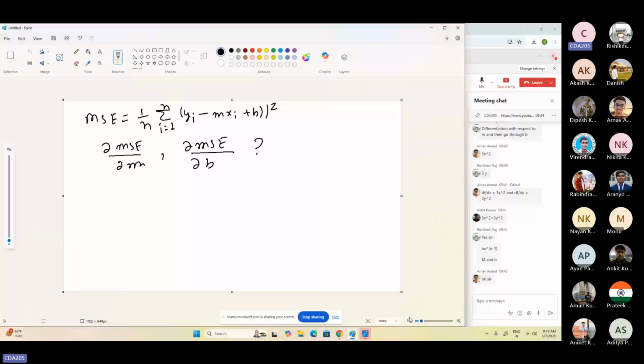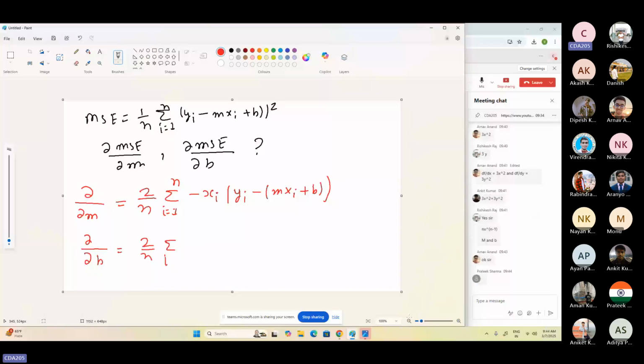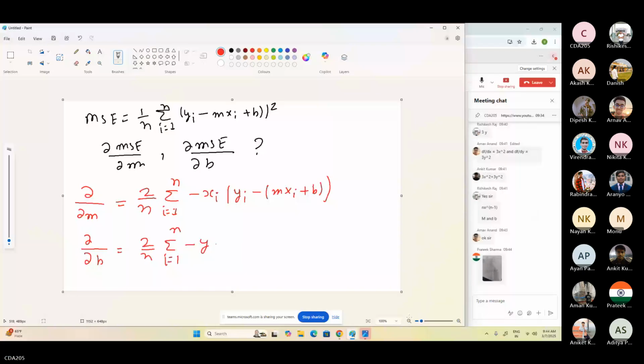Okay, so whatever answer you get, kindly verify this. The derivative of MSE with respect to m is equal to 1 by n, 2 by n, summation of i is equal to 1 to n, minus xi (yi minus (mxi plus b)). This is the derivative of MSE with respect to m. Now the derivative of MSE with respect to b is equal to 2 by n summation i is equal to 1 to n, and this is yi minus (mxi plus b). This is the output.